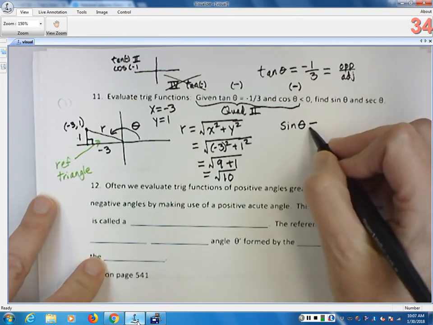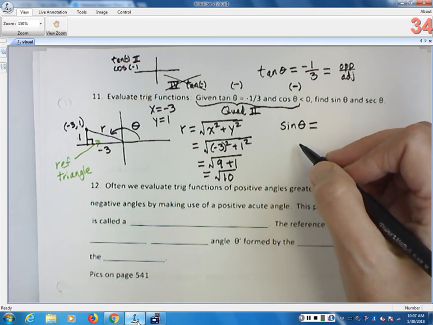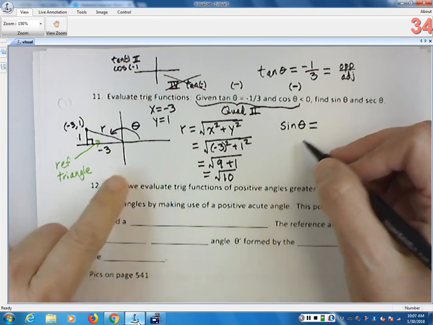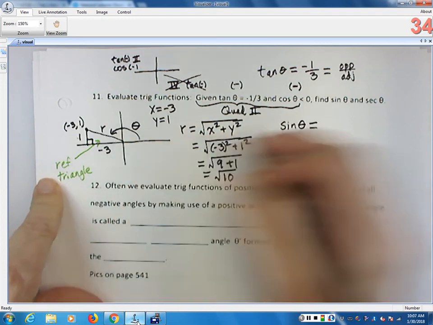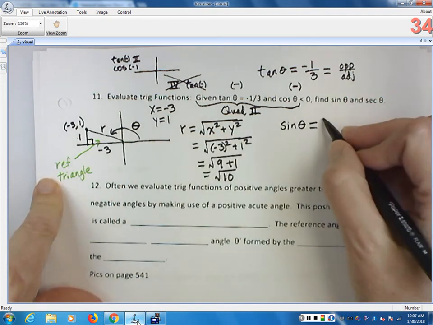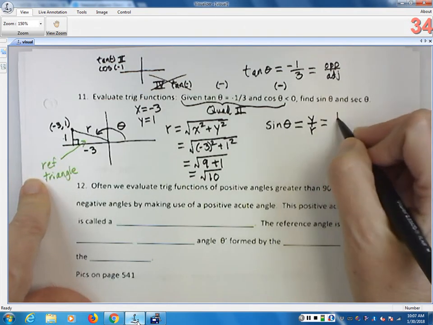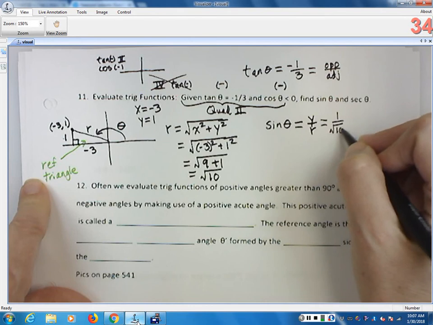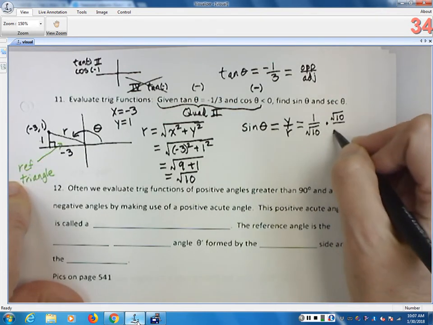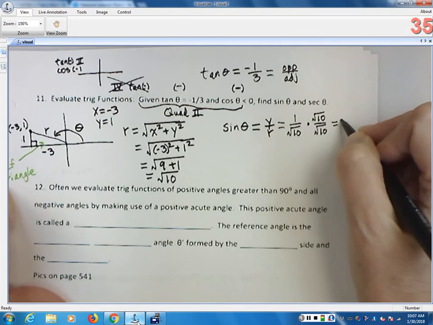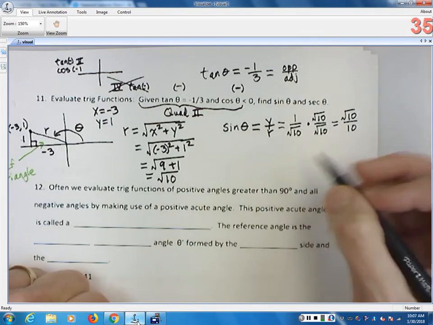You can either find sine. Sine is going to be y over r, 1 over square root of 10, and then we multiply that by square root of 10 over square root of 10. And you get square root of 10 over 10. Find secant.